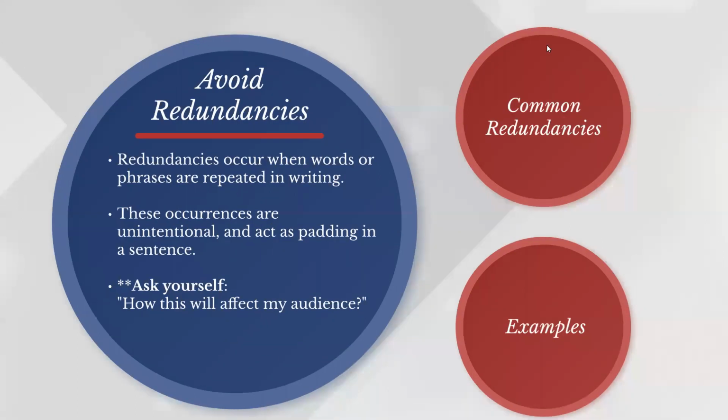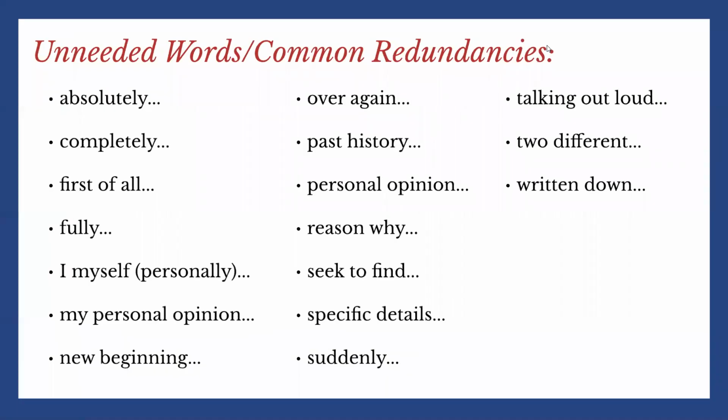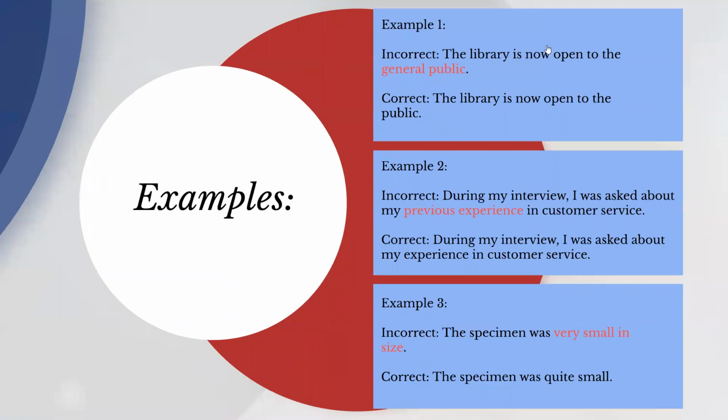And so with that being said, here's a list of common redundancies or unneeded words. Now, I'm not going to read all of these out loud to you. However, I want you to understand the point I'm trying to make with these. Like past history, for example. When we think about history, we think about the past, so we wouldn't need to say past history. Or when we think about two different, different items mean that two things are different, so we wouldn't need to say two different. And that's the way that I want you to be thinking about redundancies and look for these in your writing. Let's take a look at a few examples.